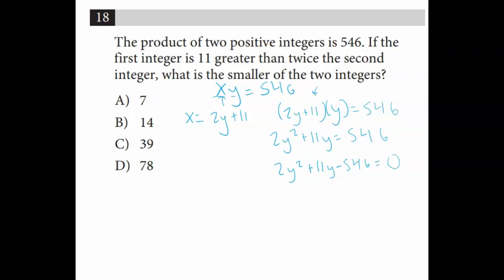And so what I think the next step would be is to use the quadratic equation. So y equals negative b plus or minus square root b squared minus 4ac all over 2a. And we know that a would be 2, b would be 11, and c would be negative 546. You can solve it this way. There's a quicker way to solve this problem, and I'll go ahead and show you. This is enough information for you just to plug that into your calculator and find what y would be. But there's a quicker way, so let me clean this up a little bit.